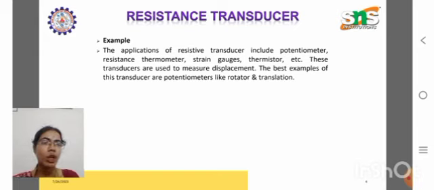Some examples of resistive transducers include potentiometer, resistive thermometer, strain gauge, thermistor, etc. These transducers are used to measure displacement. The best examples of these transducers are potentiometers, like rotary and translatory.